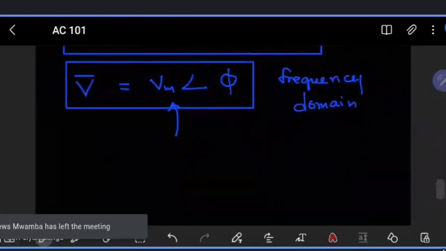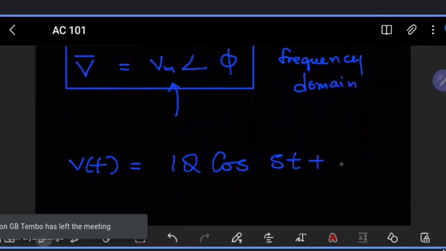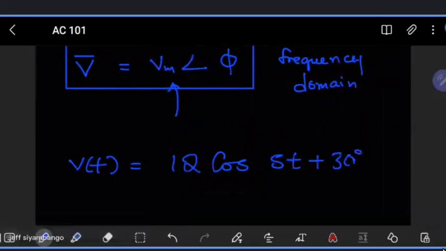Consider an example like this. You have Vt, and Vt here is given as 12 cosine of 5t plus, let's say, 30 degrees. The first example is always the easiest, and then I'll keep complicating as we go.